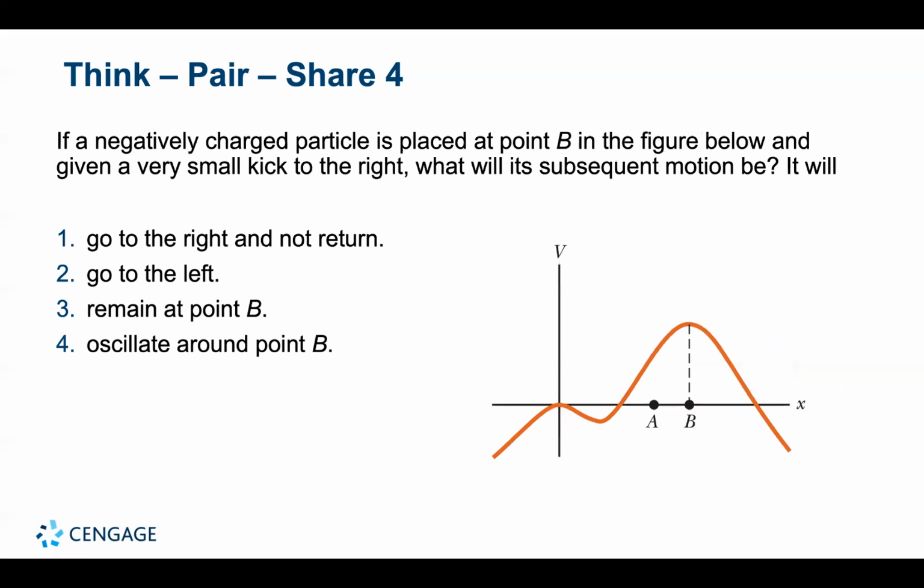So continuing on, here's another question. If a negative charged particle is placed at point B in the figure below, given a very small kick to the right, what will its subsequent motion be? And the answer is it will oscillate around point B. The reason is for a negatively charged particle, the potential energy PE equals QV decreases as V decreases. A negative charged particle oscillates around X equals B, which is a position of minimum potential energy for negative charges.